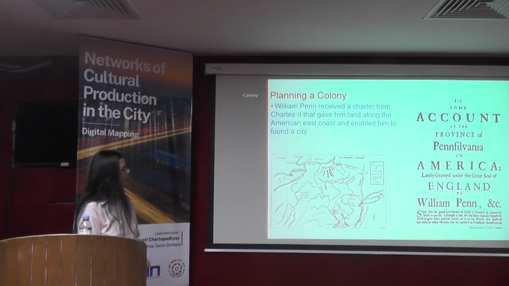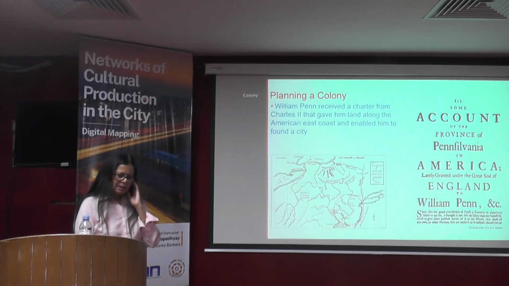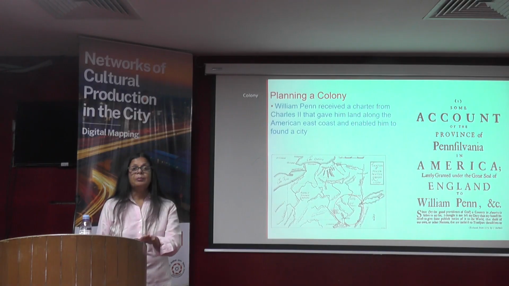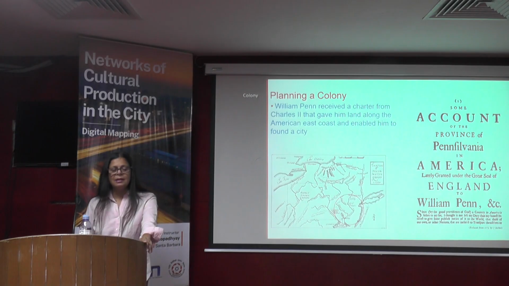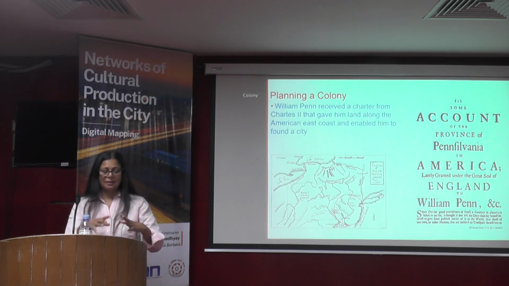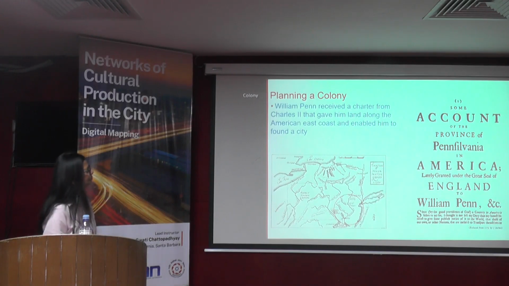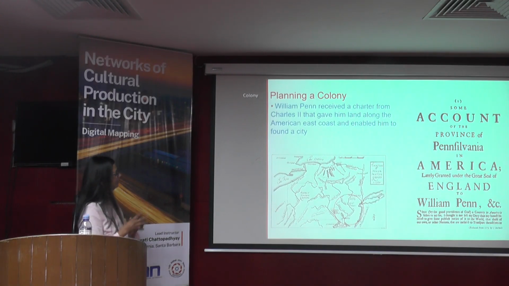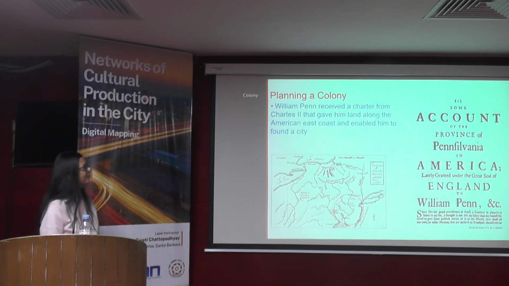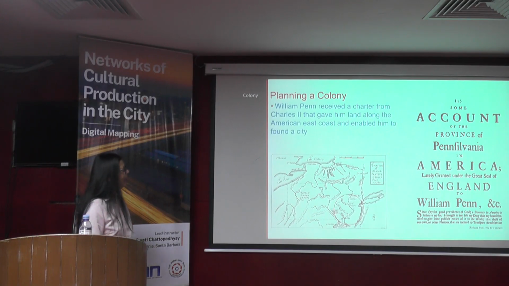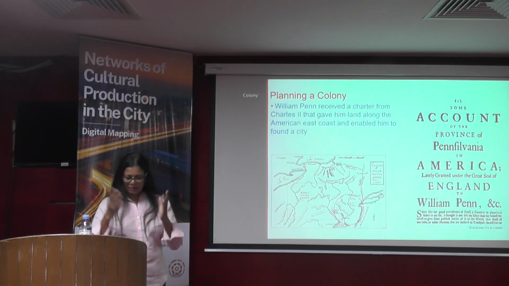It's useful to think of one of the earlier examples. This is the founding of Pennsylvania, what is now a state. But at the time, you're talking about Philadelphia, the city, and Pennsylvania as the kind of colony, the historical principality. So William Penn was given a charter by Charles II. They gave him the land, and this allowed him to found a city.